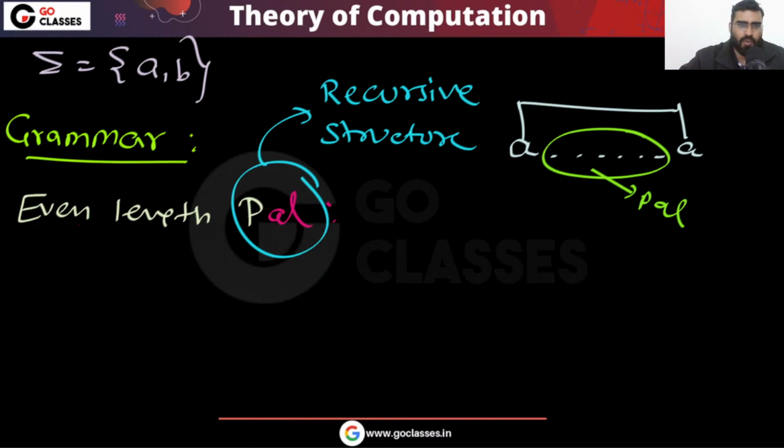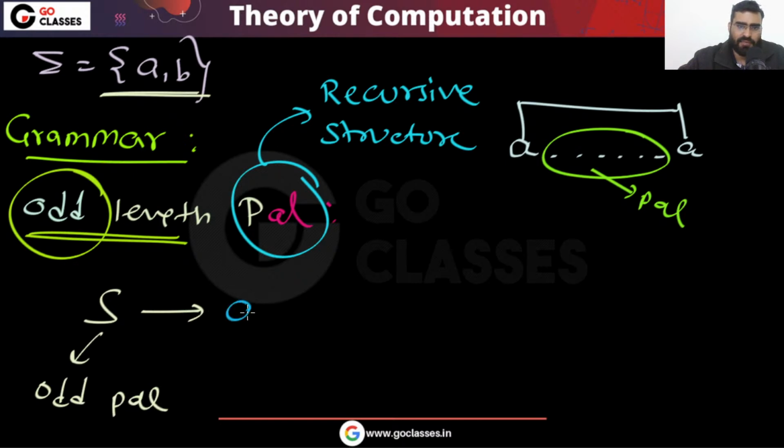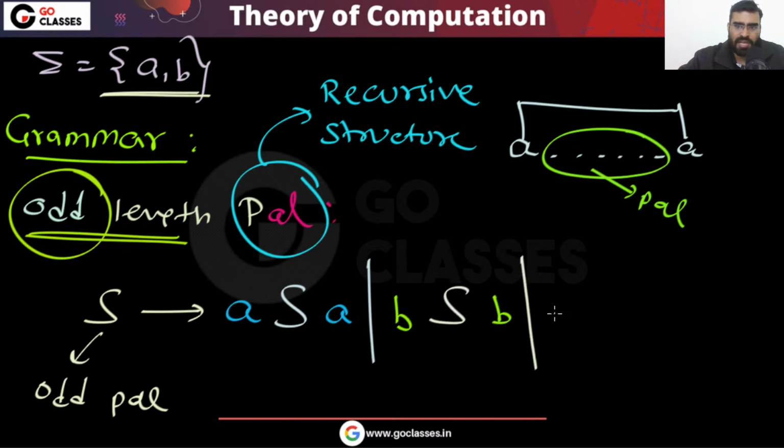Now if you want odd length palindromes, how do we do that? The idea is very simple. Now the termination will happen with one symbol, either A or B. This is your alphabet. So now this S denotes odd palindromes. You can write recursively that the first symbol and last symbol must be same, and in between again you have an odd palindrome. Similarly again, and finally this is an odd palindrome.